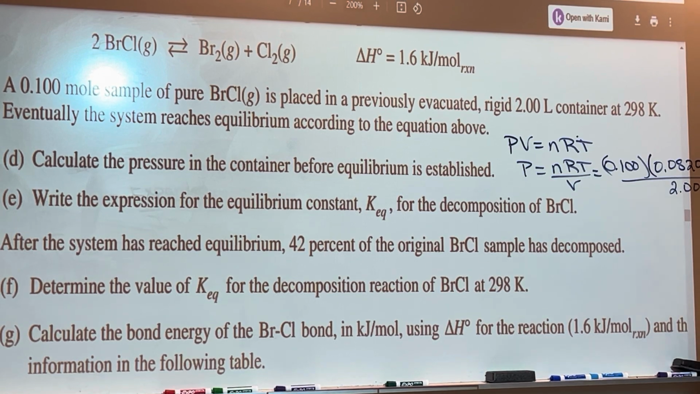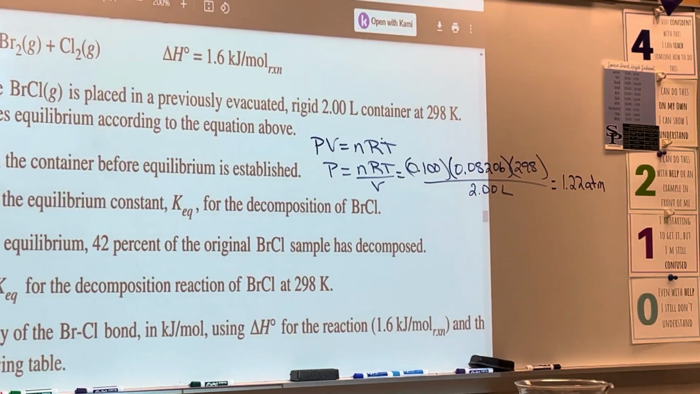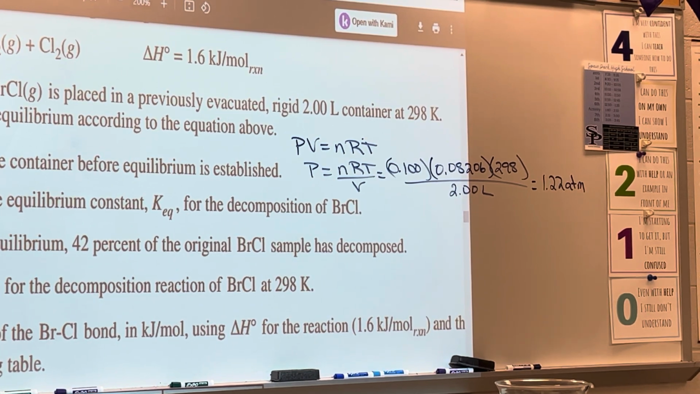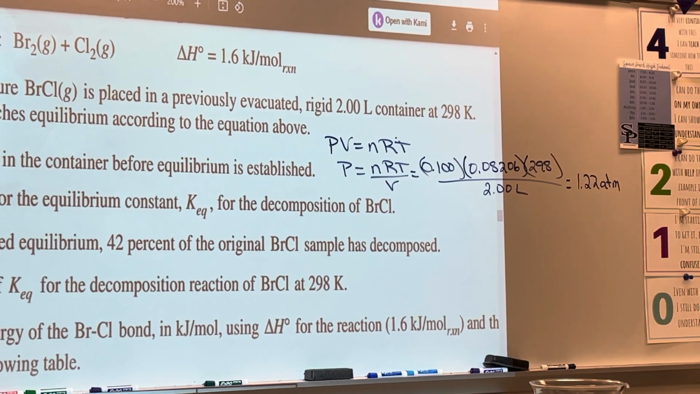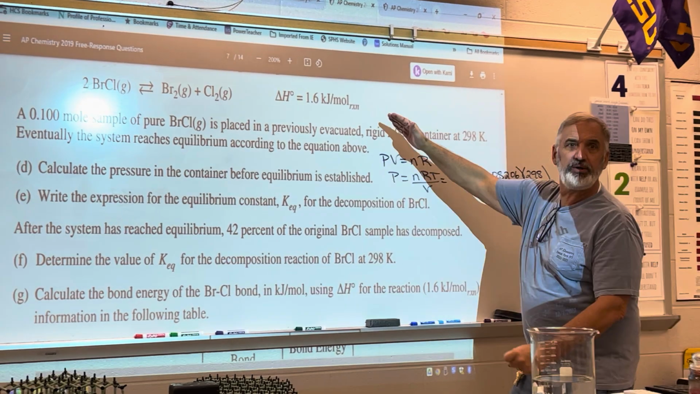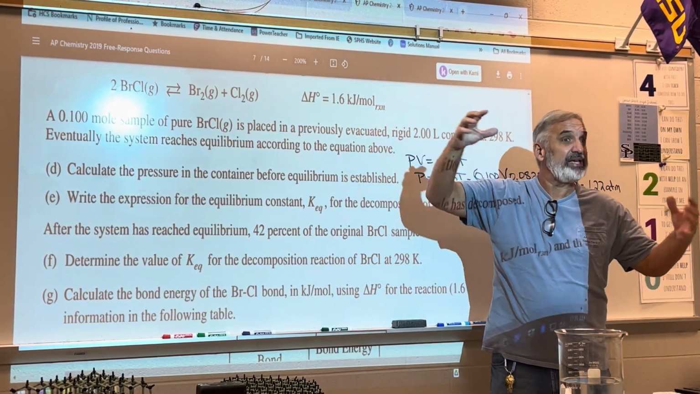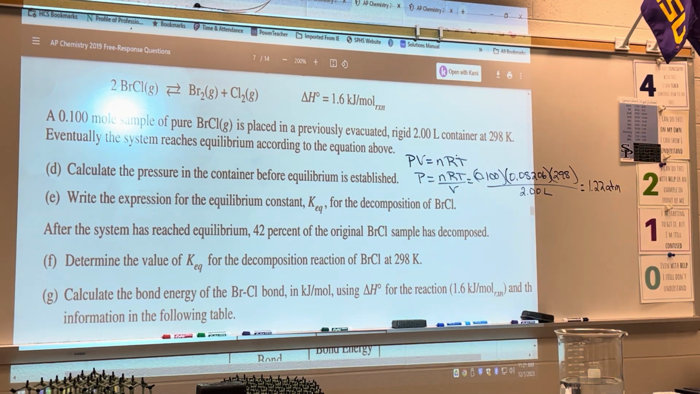Okay? So that's how they throw in gas laws. Notice this is not a gas law problem. This is an equilibrium. This is what makes AP Chemistry hard, because this is not a gas law problem. It's not an intermolecular force problem. It's not just an equilibrium problem. It's a thermochemistry problem, equilibrium, gas law, it's a chemistry problem. You don't just have one concept in the problem.